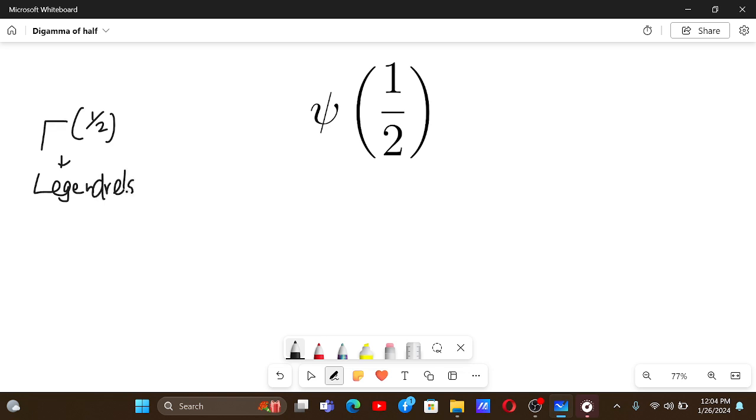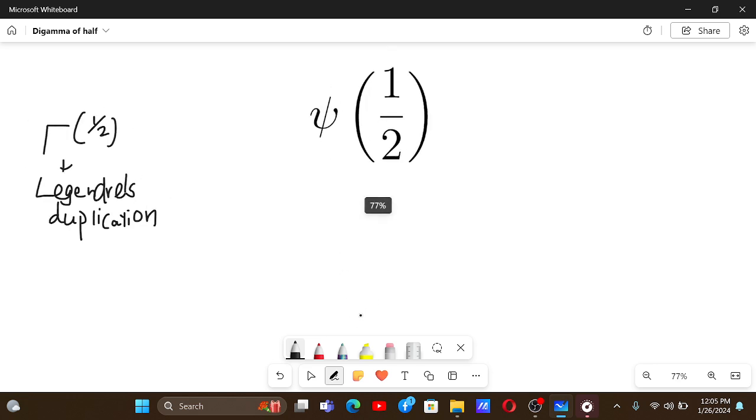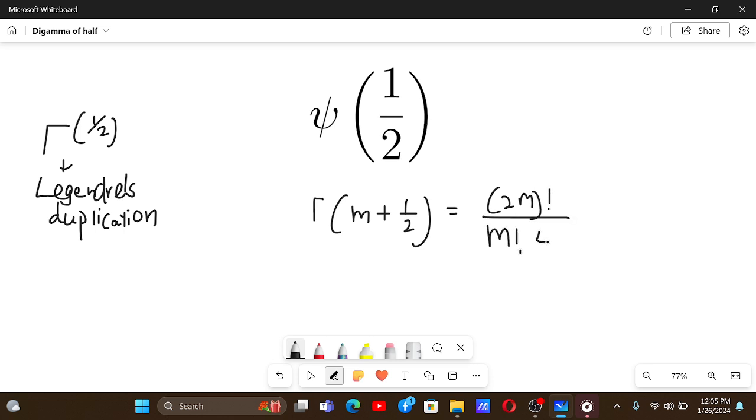Similarly, over here also, we will try to use the duplication formula, which is for the digamma function. And if you want to derive the formula, let's go with the derivation. How do we derive the formula? Basically, we know that gamma of m plus 1 by 2 is equal to 2m factorial by m factorial 4 to the power m times root pi.